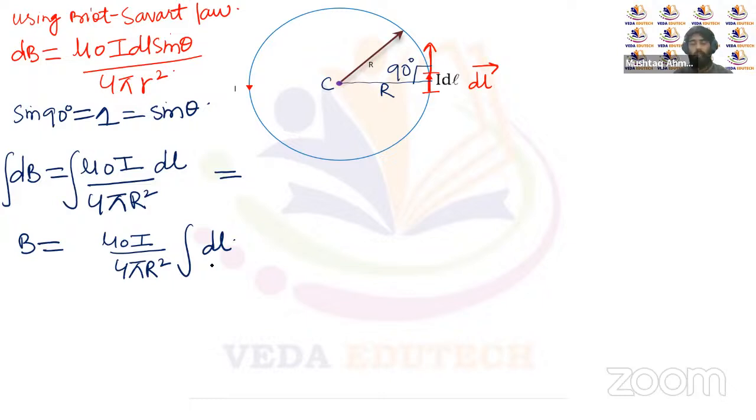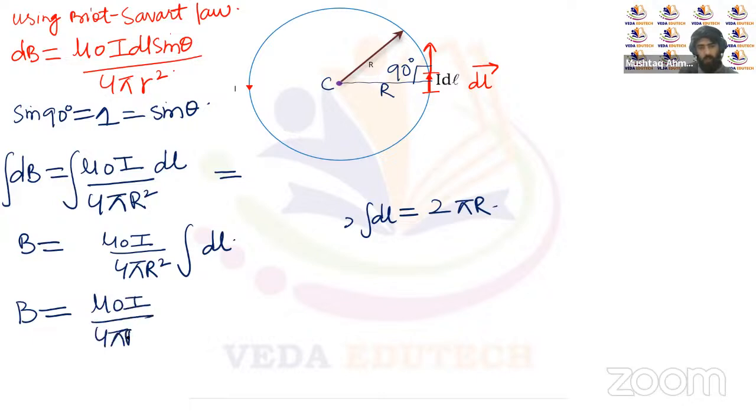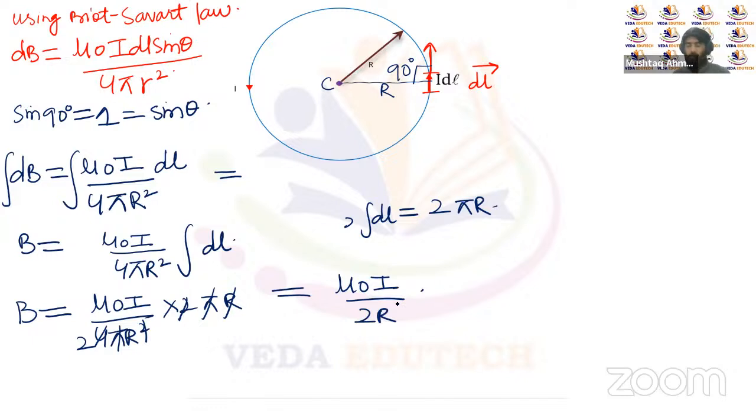We know that the total length of this circle is the circumference of a circle, which is equal to 2 pi r. Let's replace this dl with 2 pi r here. So mu naught I upon 4 pi r square multiplied by 2 pi r. So r and r will get cancelled, pi and pi will go, so we'll be left with the magnetic field at the center of a circular loop as mu naught I upon 2r. So this is the magnetic field at the center of a circular loop.